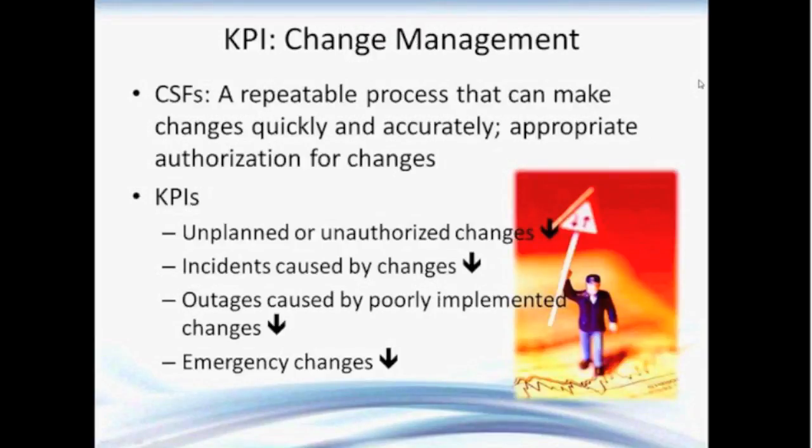Some other examples of KPIs within change management. You'll notice that each of the KPIs has an arrow associated with it. That means that's the direction that we would want to see that KPI take. So if we have unplanned or unauthorized changes, we would want to see a reduction in those types of changes, a reduction in incidents caused by changes, a reduction in outages, and a reduction in emergency changes. I know some organizations rely heavily on emergency changes, but it just shows a lack of planning and contributes a lot of risk to the organization.